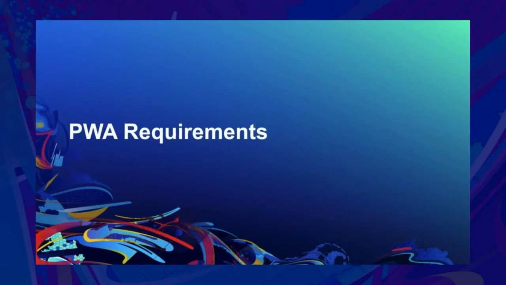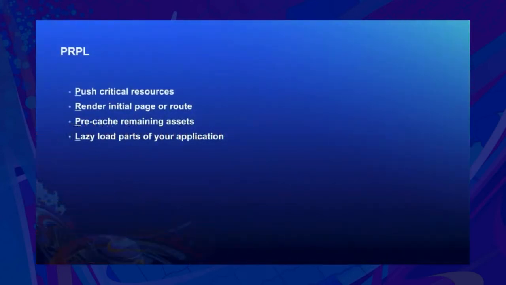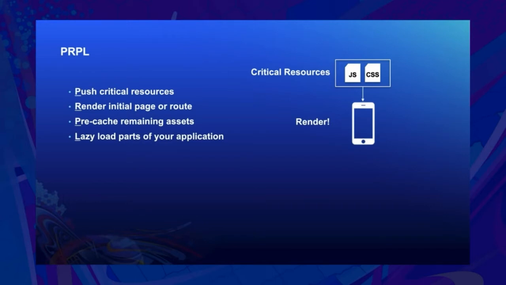So what are some PWA requirements? There's an acronym used for progressive web apps called PURPLE. P stands for Push Critical Resources. And these are going to be the resources like JavaScript, your CSS, the bare minimum you need for your application to load right away. And you want that because you want to render the initial page or route as soon as possible. You can do this a few different ways.